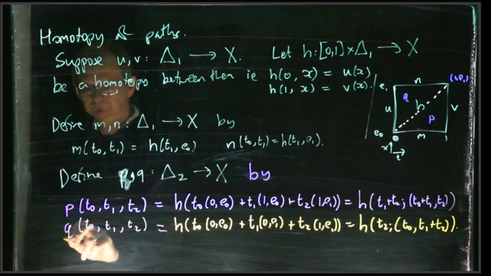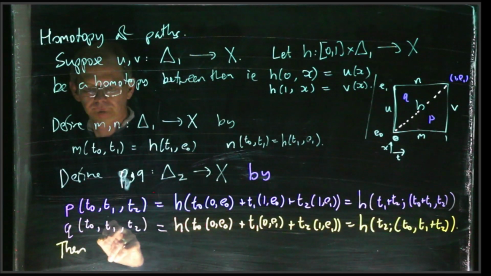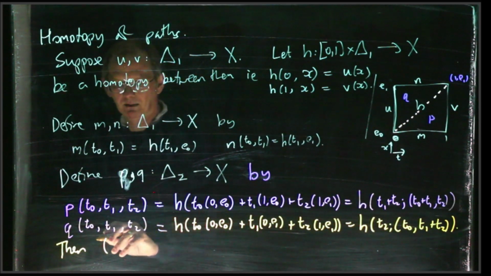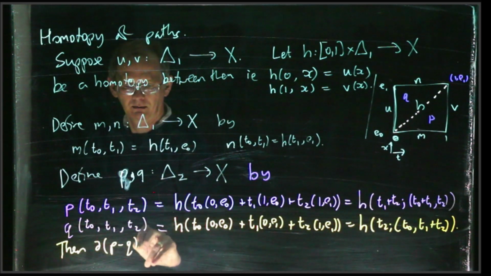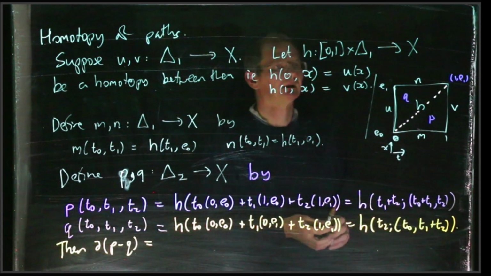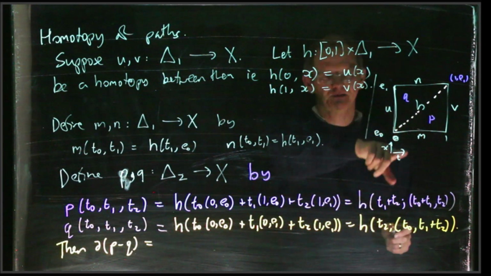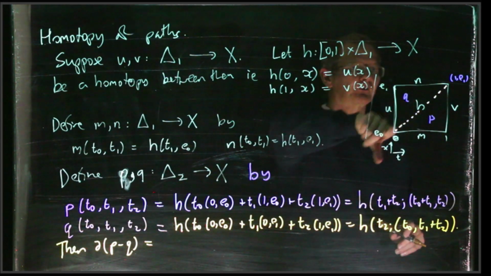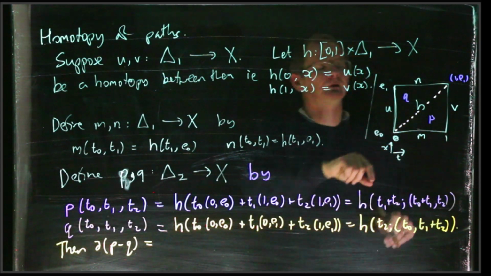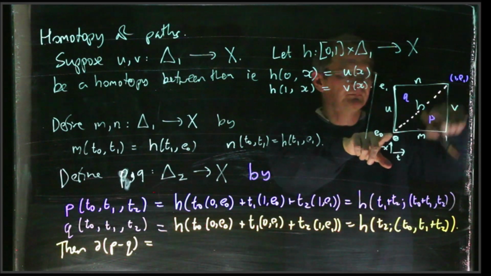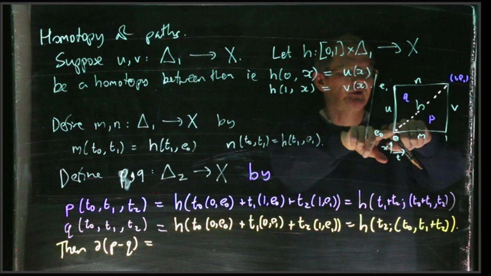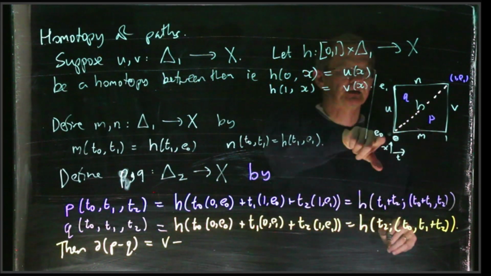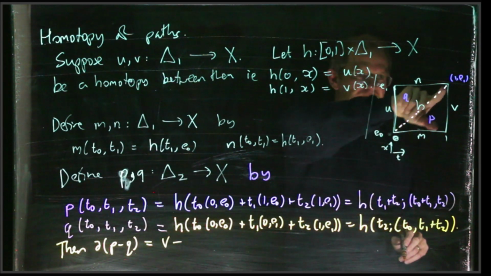Then we're going to look at p minus q. So what's the boundary of p? You just get these three things around here. The first one is your v, where you omit the zero, this bottom vertex here, and what you're left with is v. Then minus the thing that you get by omitting this vertex, which is the diagonal of the square.